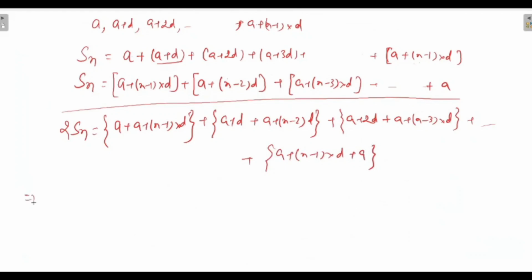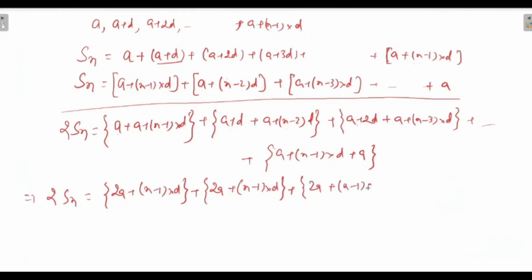Now what you will see is that this is 2Sn, and here a plus a will become 2a, and inside, this will become n minus 1 into d, the first term. In the second term also, a and a will become 2a, and when you sum up, this is n minus 2 into d, and there's 1 d over here, so this will also become n minus 1 into d. Then the third one, A and A will become 2A, and when you sum up n minus 3 plus 2, it will again become n minus 1 into D. And when you come to the last term, as you can see, this is already 2A plus n minus 1 into D.